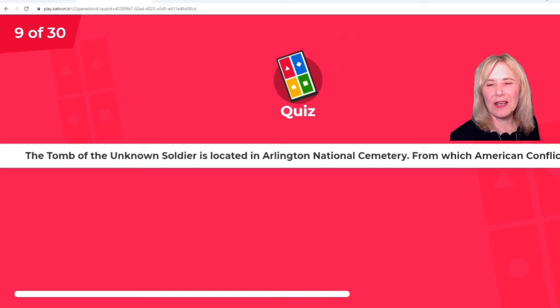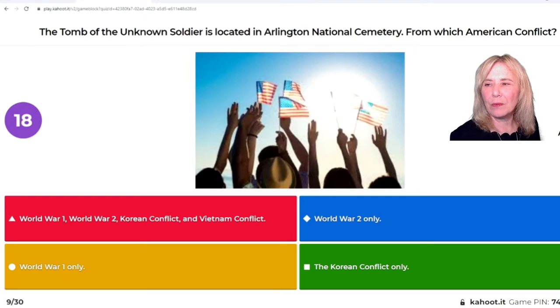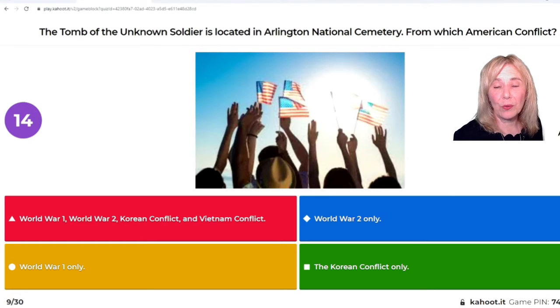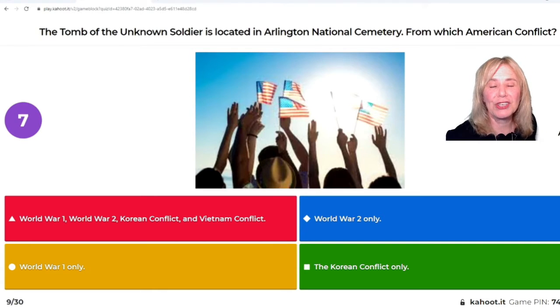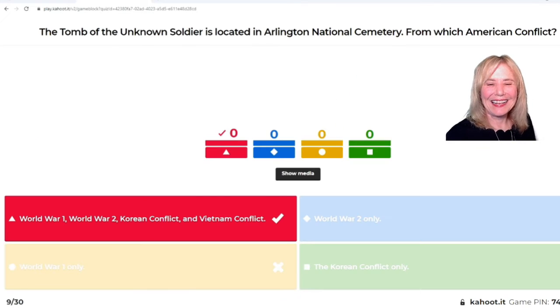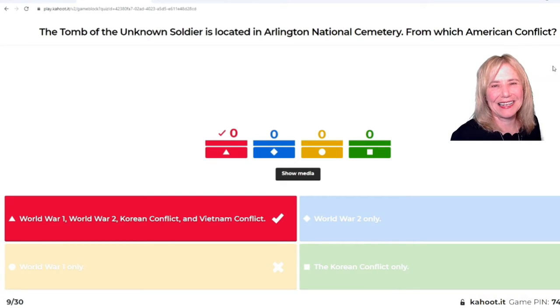All right, here we go with question number 9. The Tomb of the Unknown Soldier is located in Arlington National Cemetery. From which conflict was that? Was it World War I, World War II, Korean conflict and Vietnam conflict? Or was it just World War II? Or just World War I? Or the Korean conflict only? If you guessed World War I, World War II, Korean conflict, and Vietnam conflict, you guessed the right answer.